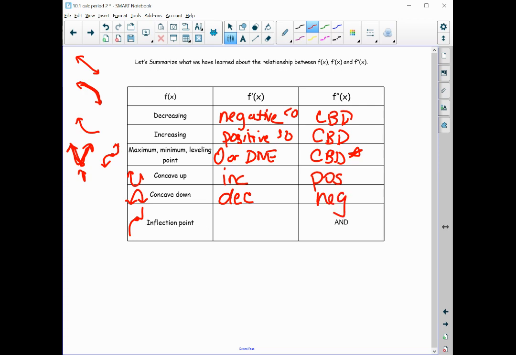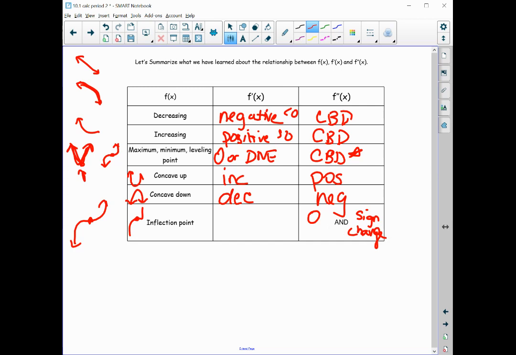Inflection points. Now for inflection points, let's think about what that would mean for the second derivative. Well, here, I keep drawing the same picture over and over again. Inflection points means the second derivative is 0 and there's a sign change. So if you remember from last class, when we talked about inflection points, you have to make sure there's a change in concavity. So saying the second derivative is 0 is not enough. It has to be 0 with a sign change. Okay, so that's why I have that little "and."